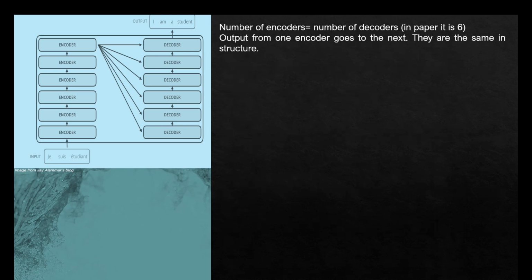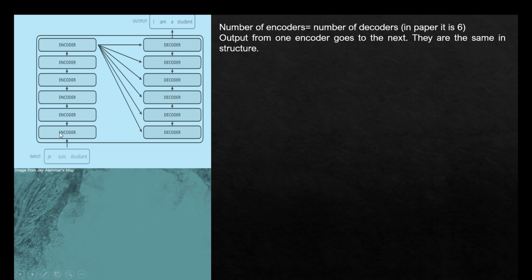So the first step in the transformer architecture is the encoders. The number of encoders is equal to the number of decoders. In the Attention Is All You Need paper it is 6, but it doesn't have to be. The output from one encoder goes to the next, and they are all the same in structure.